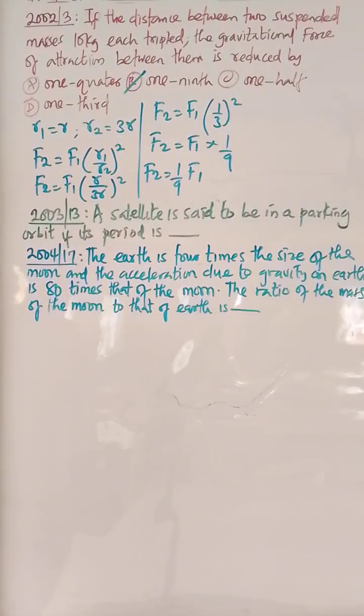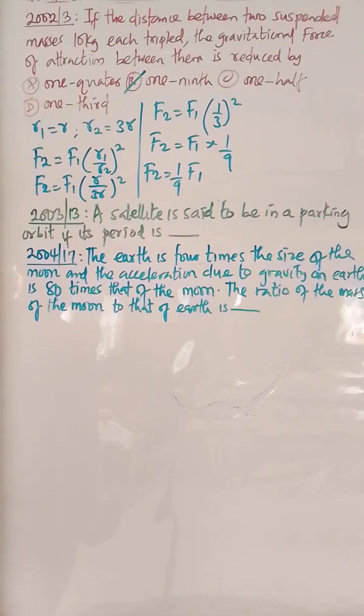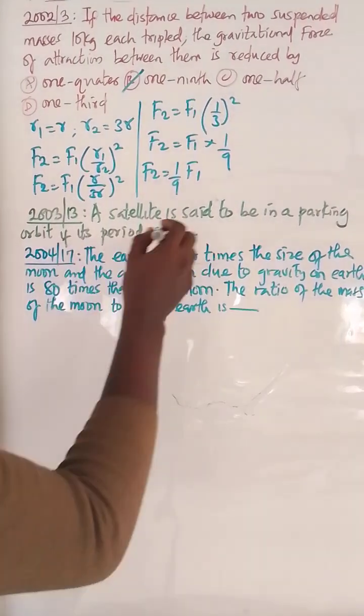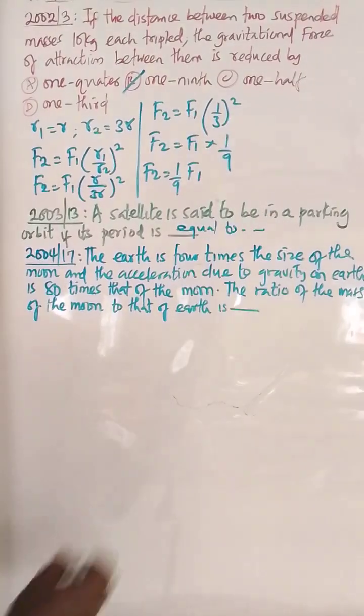Secondly, a satellite is said to be in a parking orbit if its period is dash. With Earth, for example, I said in the lecture, for a satellite to be in a parking orbit with Earth, it must have the same period of revolution with Earth. In the options we have less, greater, square, and the likes. The answer is its period is equal to that of what? Earth.